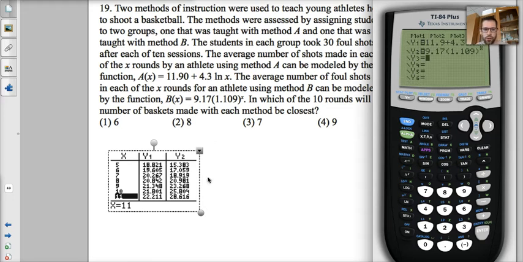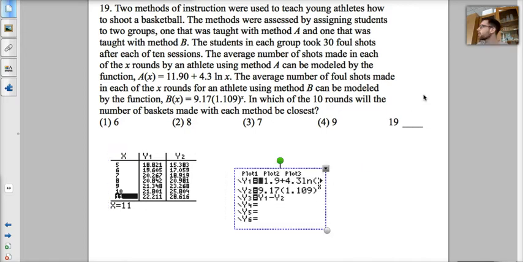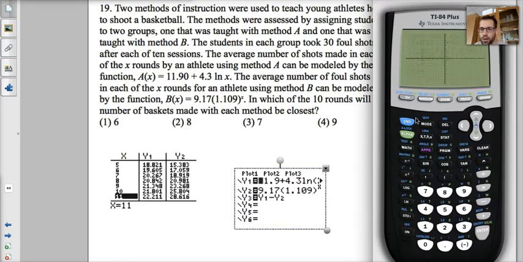I want to know the difference between y1 and y2, so what I can do is go into where it says variables, go to my y variables, and I can say y1 minus vars, y vars, function, y2. So this will calculate the difference between y1 and y2. So let me just drag that in over here. So I've got y1 minus y2.